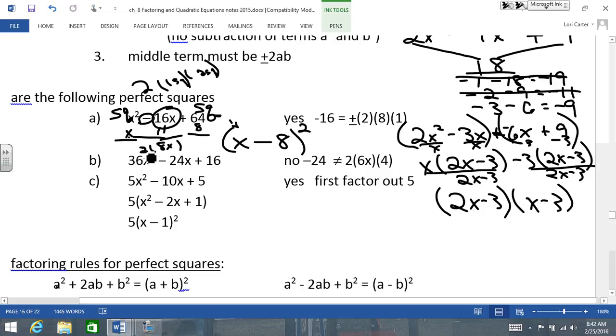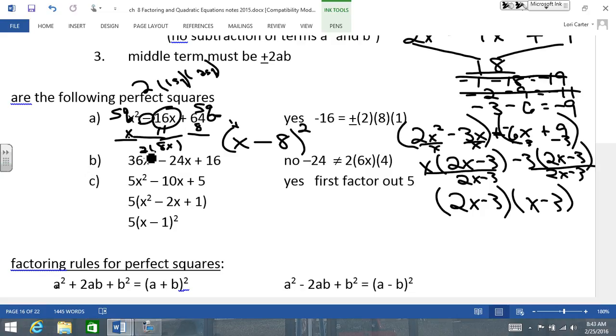Is it always going to work? No. If it doesn't work, you have to factor the long way. Sometimes that's going to happen. This is just a shortcut. It's really to help you in the next chapters. So we look here and see if it works.